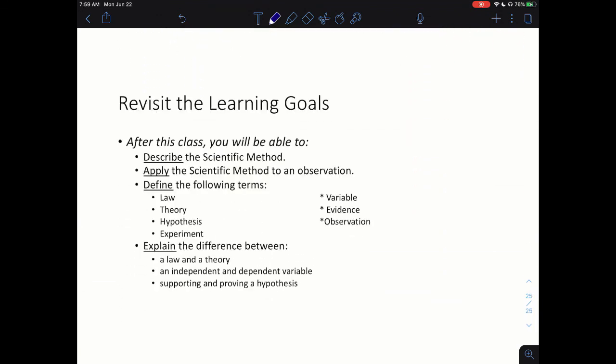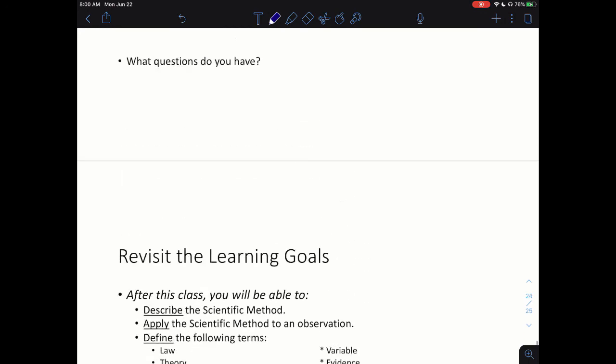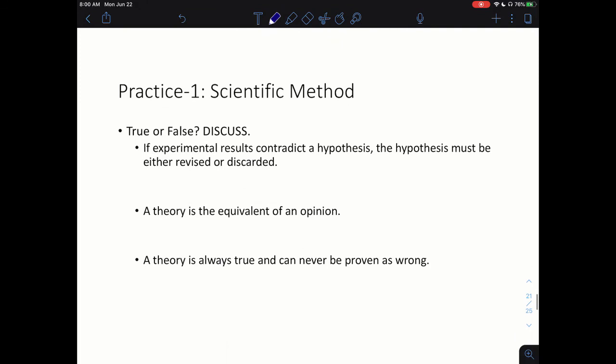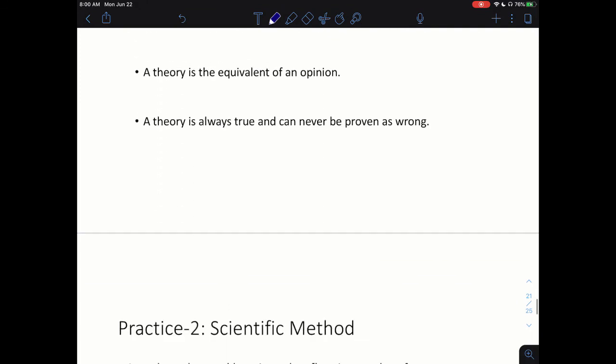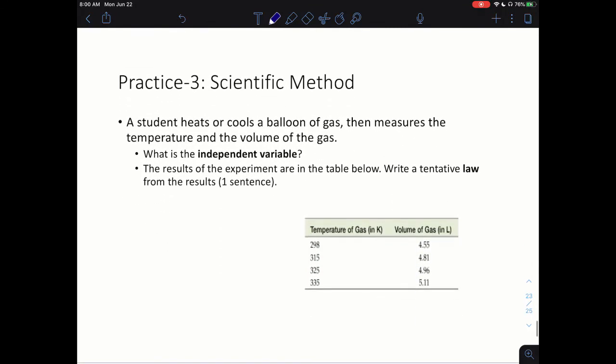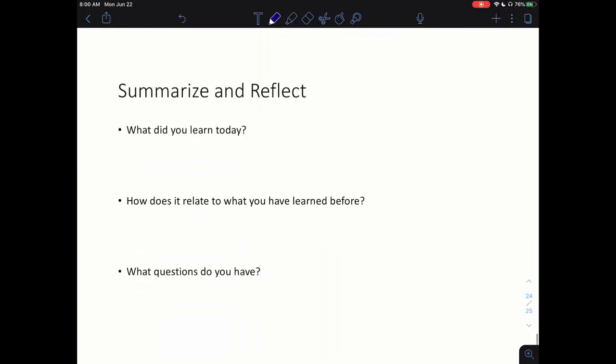All right, hopefully after this discussion, you have met all of our learning goals. You're definitely ready to practice. So there are some practice problems in your handout. So you should go ahead and work through them, and we'll discuss them later. If you have any questions, make sure you ask me.